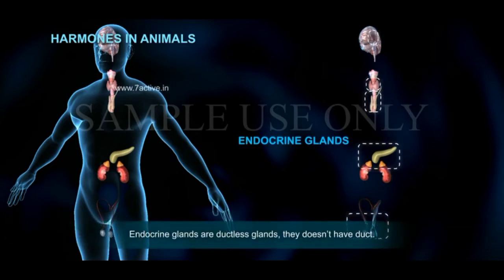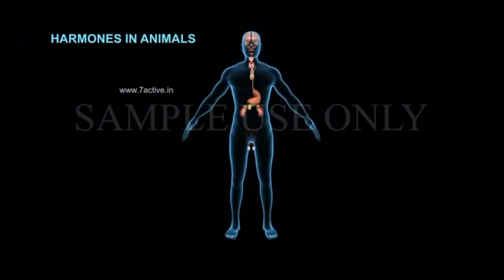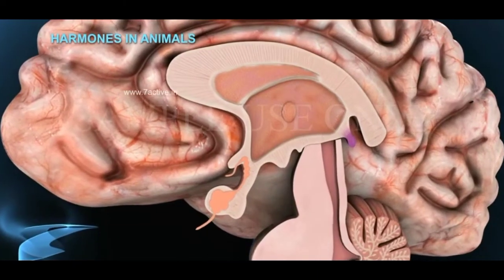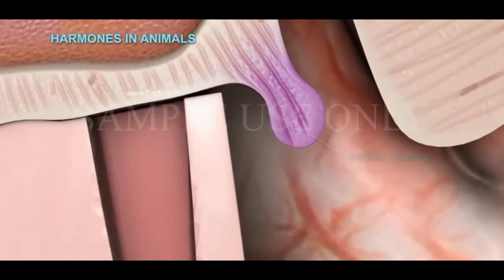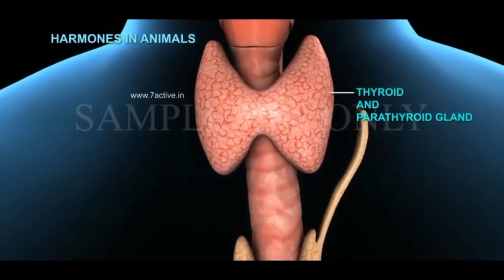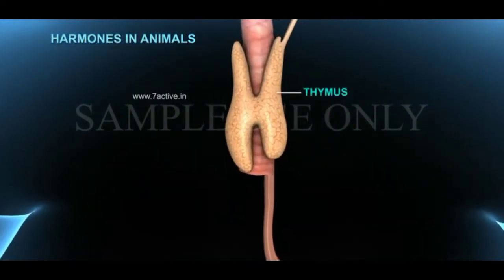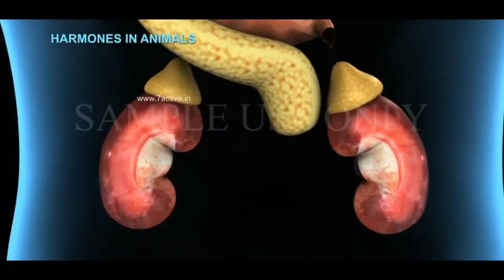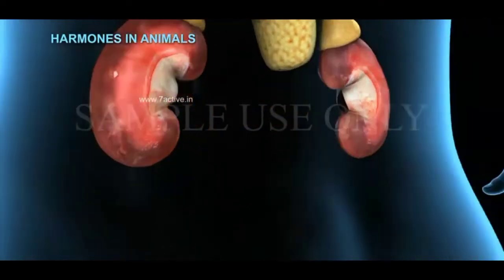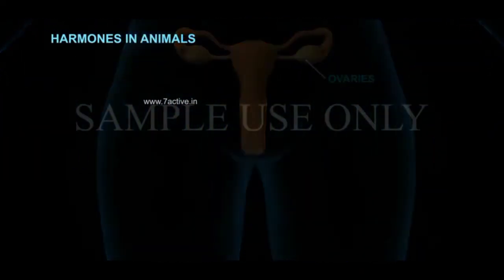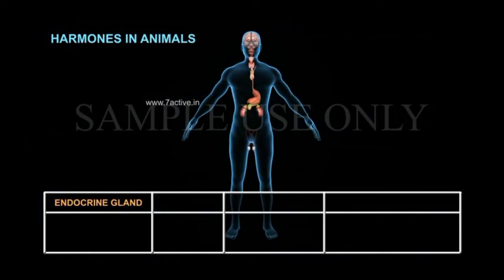Endocrine glands are ductless glands. They don't have ducts. There are 8 endocrine glands in the human body. They are: 1. Pineal gland, 2. Pituitary gland, 3. Thyroid and parathyroid gland, 4. Thymus, 5. Pancreas, 6. Adrenal gland, 7. Testis, 8. Ovaries.